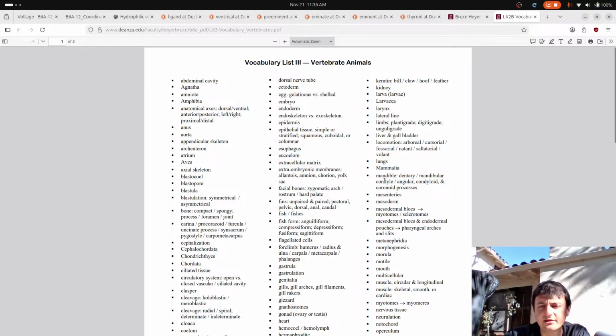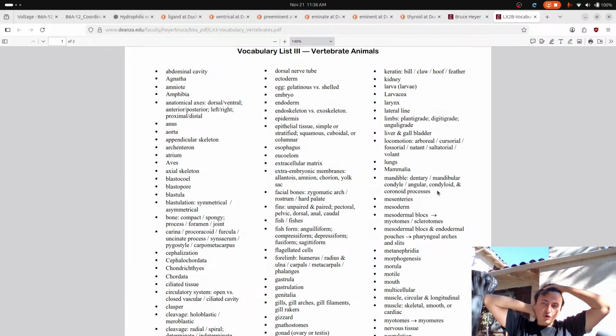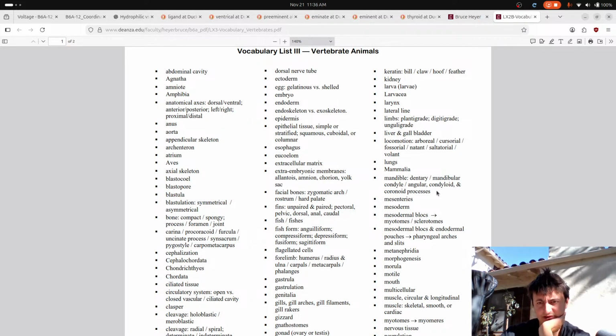Lungs, mammalia, mandible. Whoa, I don't know this. Dentary, mandibular condyle, angular, condyloid, coronoid. I don't know any of that. Mesenteries. I don't know that. I know it's the middle something, but I don't know what that is. Mesoderm, mesodermal blocks, myotomes, sclerotomes. I don't know what those are.